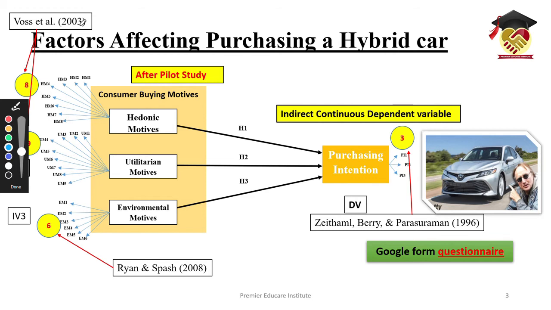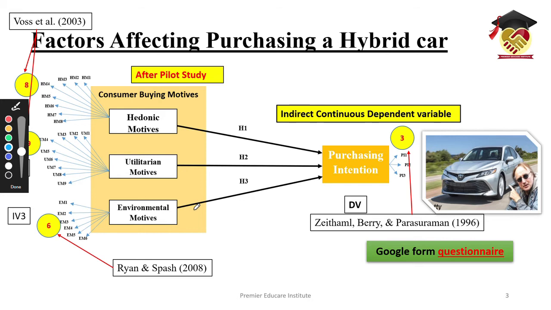Okay, so these 8 questions were taken from this article, Was et al. 2003, and from the same article I have got 9 questions to measure this one, and to measure the environmental motives, I have taken 6 questions from the Ryan and Spash 2008 article. Similarly, to measure the purchasing intention, I have taken 3 questions from one article. So please remember that the key point is that to measure one particular construct, you have to get the questions from only one article. Now you understand there are 26 questions used to measure these 4 constructs.